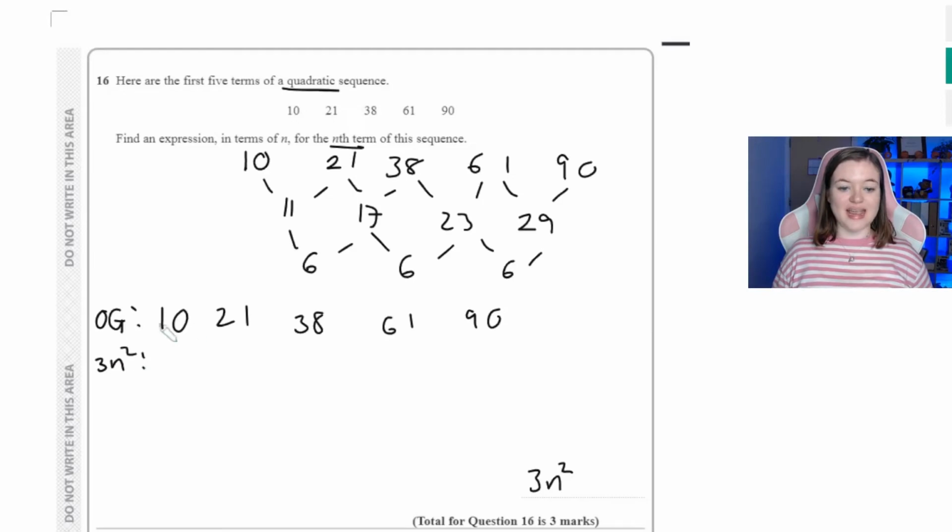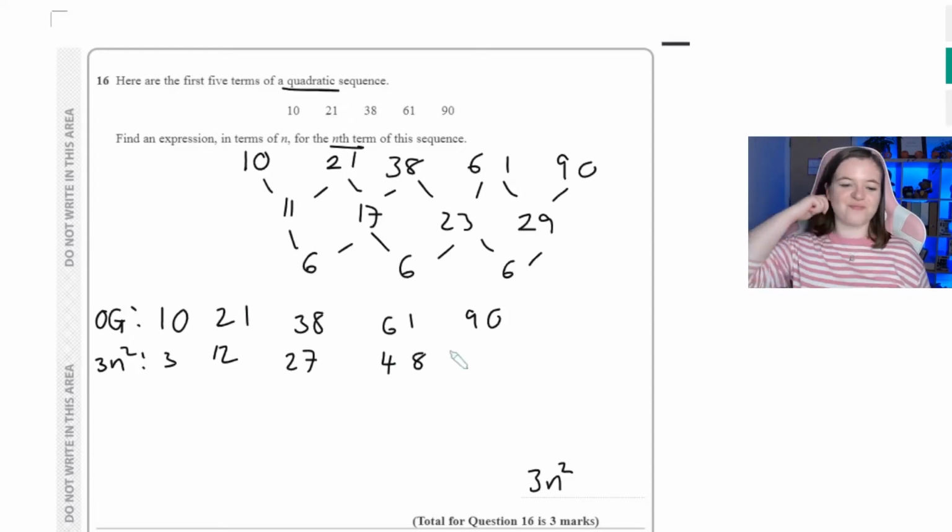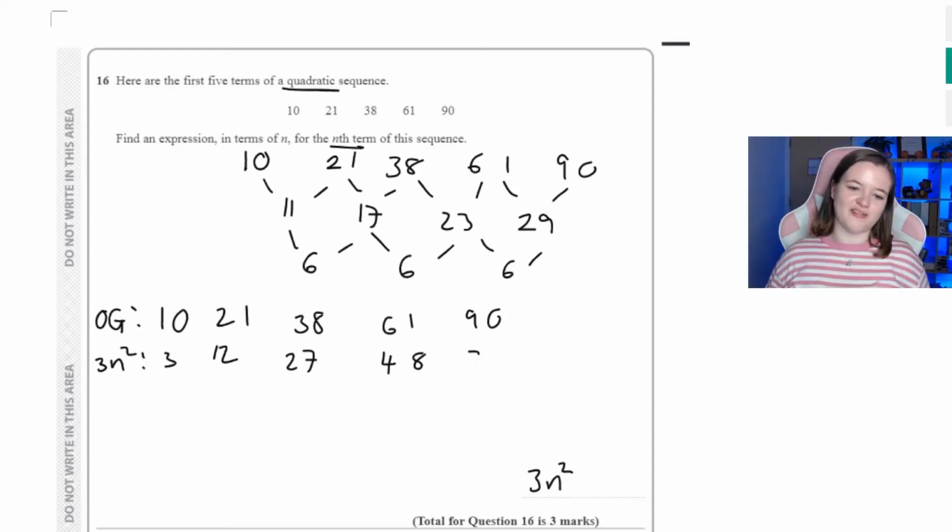So what we're going to do is take away this sequence out of the original, so we're just left with regular linear nth terms. We're subtracting the bit that's quadratic, right? So 3n squared, you're going to put in 1 into this. So 3 lots of 1 squared, that's 3. Then 3 lots of 2 squared, that's 12. 3 lots of 3 squared, that's 27. 3 lots of 4 squared, is that 64? 3 lots of 16? 48. So yeah, that's why I got just enough. And then 3 lots of 5 squared, that's 75.